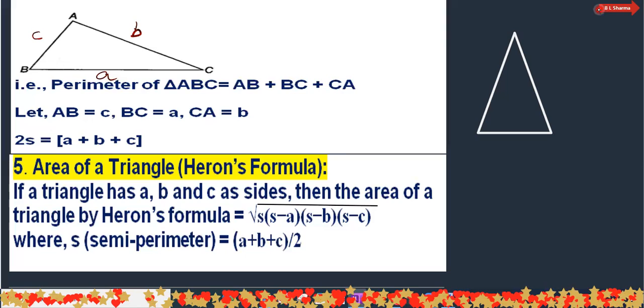Let this side be A, this side B, and this side C. Then we need S. S means semi perimeter. Semi perimeter means perimeter upon 2, half of the perimeter, the sum of all three sides divided by 2. Then we can apply this formula: square root of s into (s minus a) into (s minus b) into (s minus c).